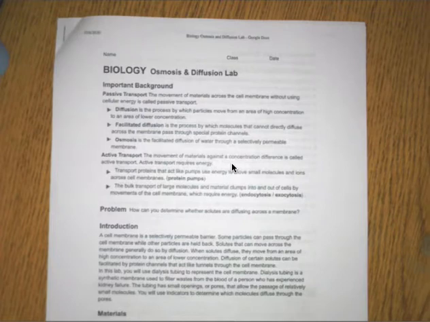First things first, I want you to take a look at the important background. I want you to read through this, things like passive transport, diffusion, facilitated diffusion, osmosis, and active transport. Hit pause right now, read through that, and then hit play once you're done.